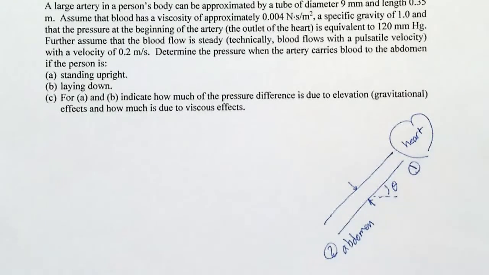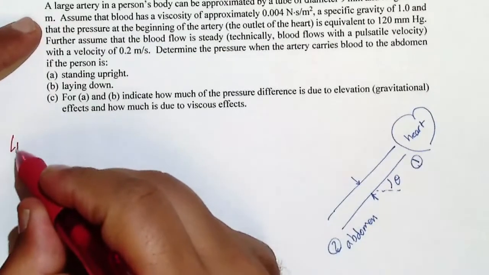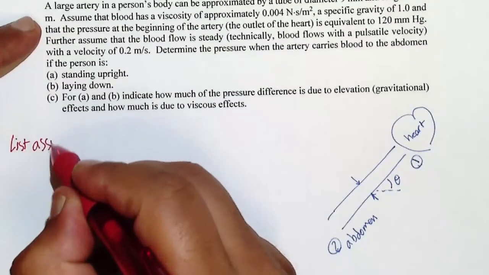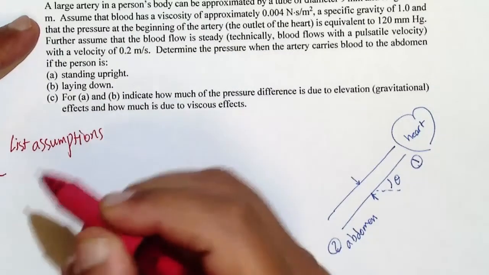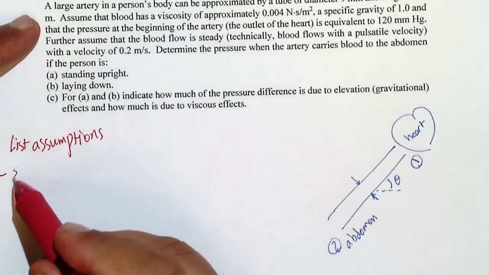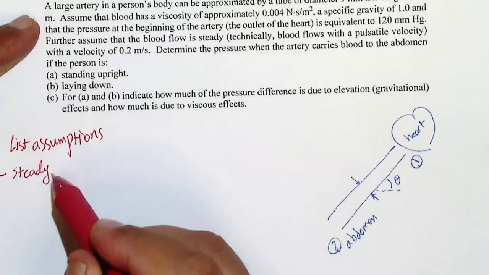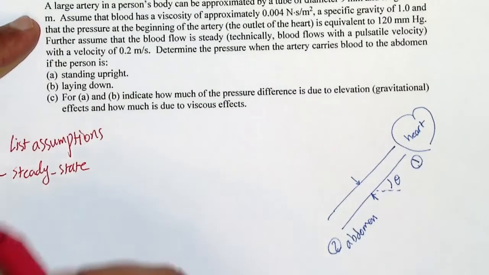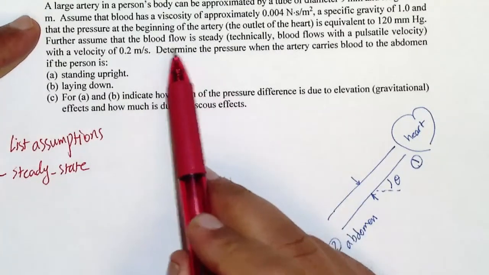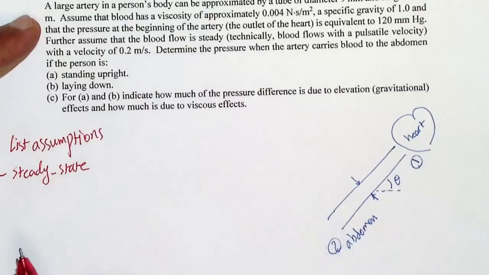So let's list the assumptions first. What are the assumptions here? First, the flow is steady state. And you have to assume that the flow is fully developed, right? So it's the outlet. After that, the blood flow is steady, as mentioned here.